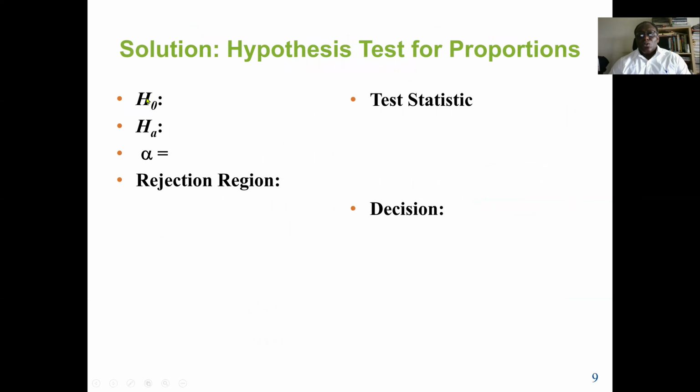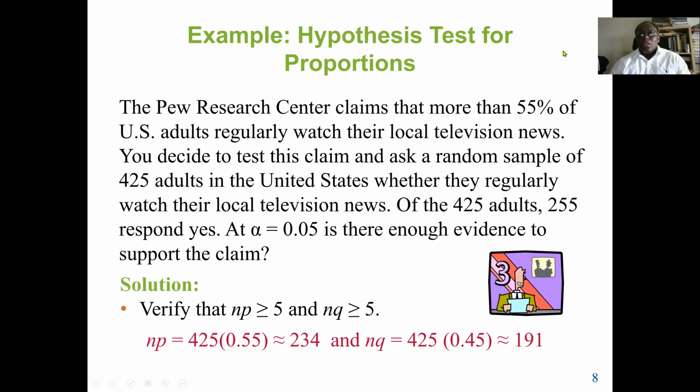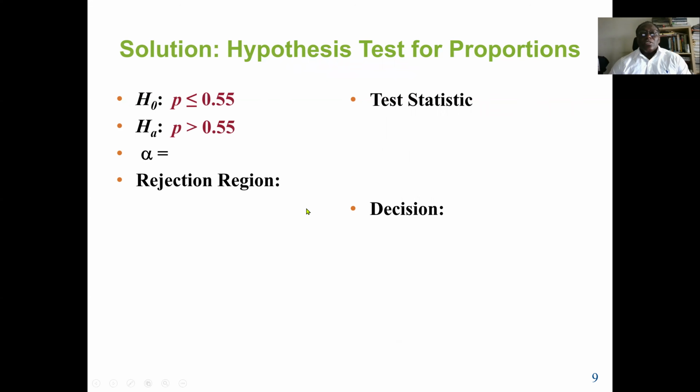Then next, we state our H0 and HA. When we look at the question, we have 55%, that's the claim. So which means our H0 will be p is less than or equal to 0.55 and HA is p greater than 0.55.